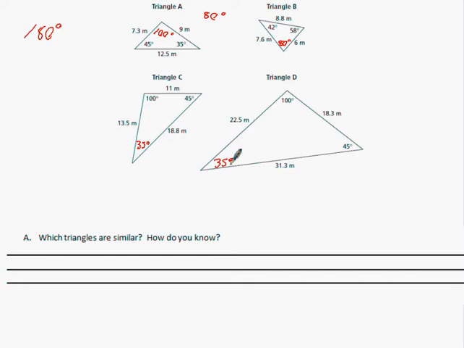Now, 100, 45, 35, 100, 45, 35, 100, 45, 35, 42, 58, 80. That one we know is out. Saved us some work by not having to do a third or a fourth ratio. Now what we need to do is compare ratios of the remaining ones.